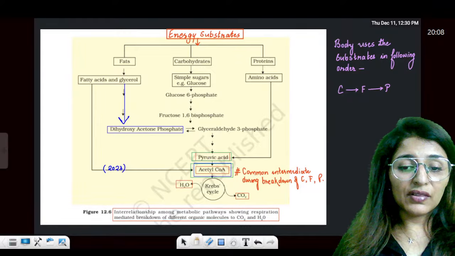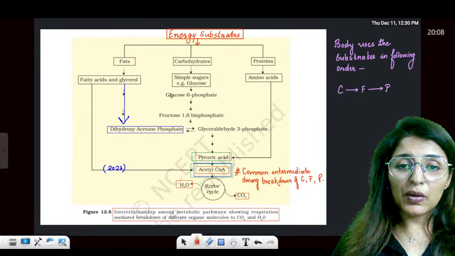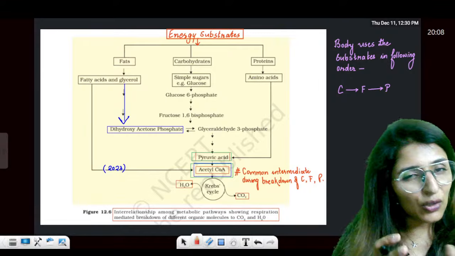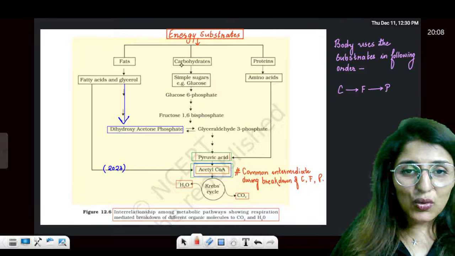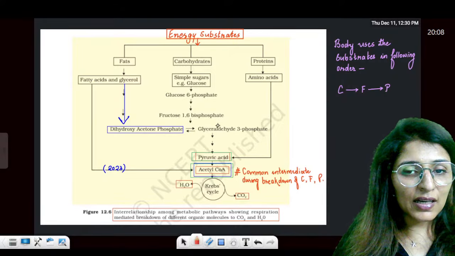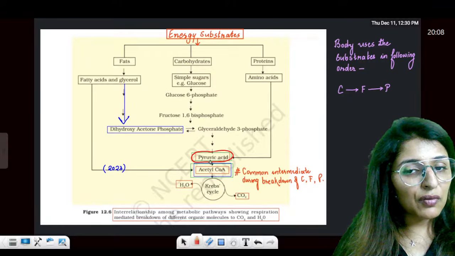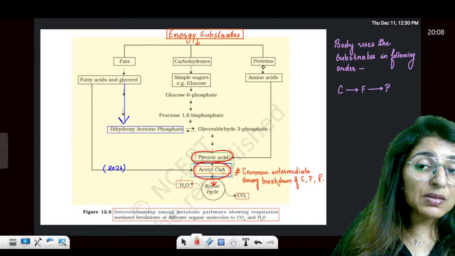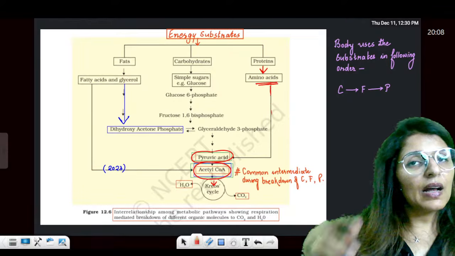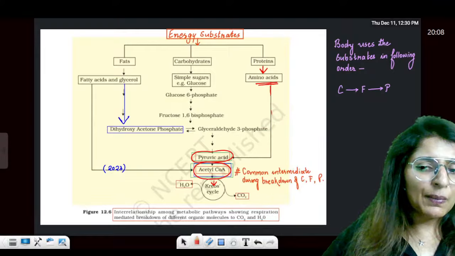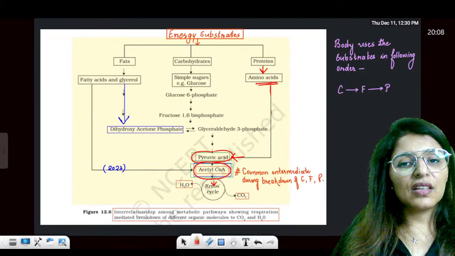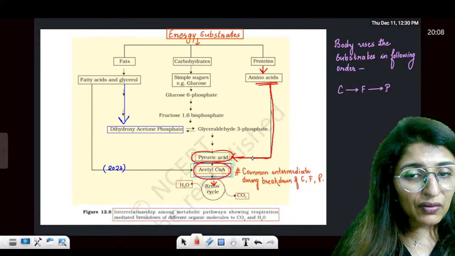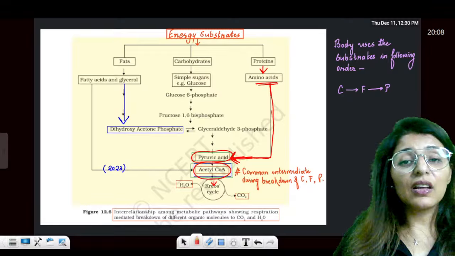And in the end, guys, we have this interrelationship among the metabolic pathways where we see no matter what the energy substrate is, ultimately they all join that common pathway, some directly or indirectly. So when carbohydrates break down, they form simple sugars and gradually form pyruvic acid, and pyruvic acid will form acetyl coenzyme A and enter the Krebs cycle. But when proteins break down, they will first break down into amino acids, and ultimately amino acids will follow some metabolic pathway and join this pathway by forming pyruvic acid.